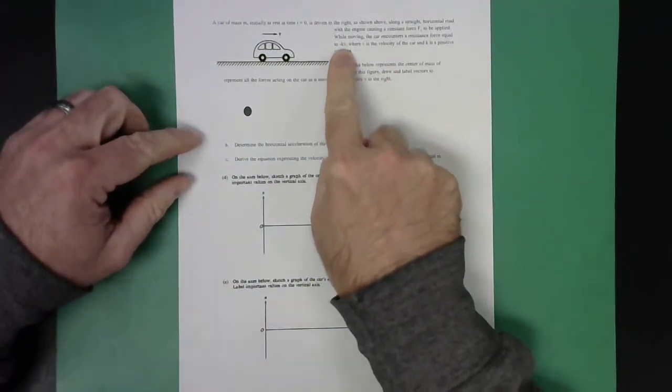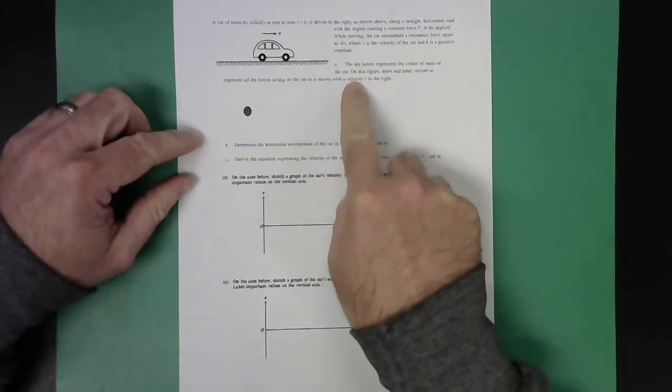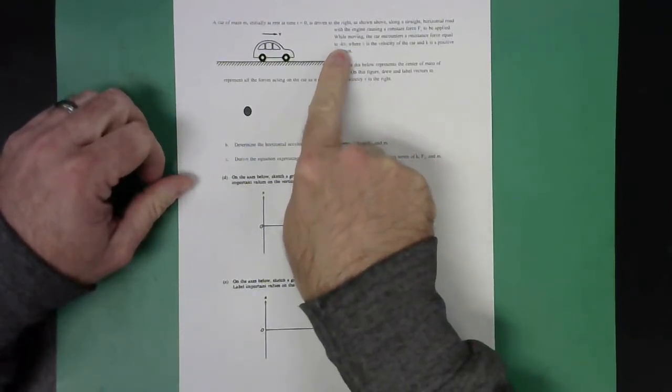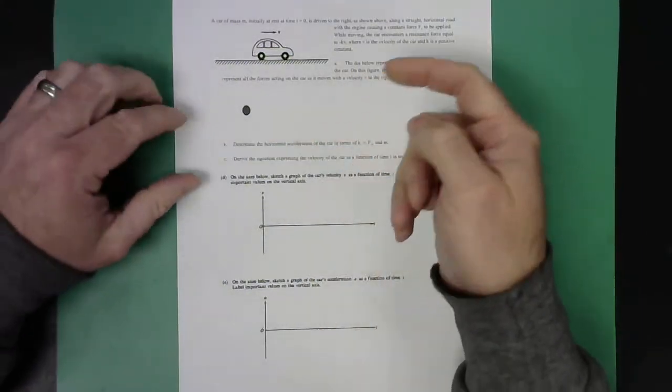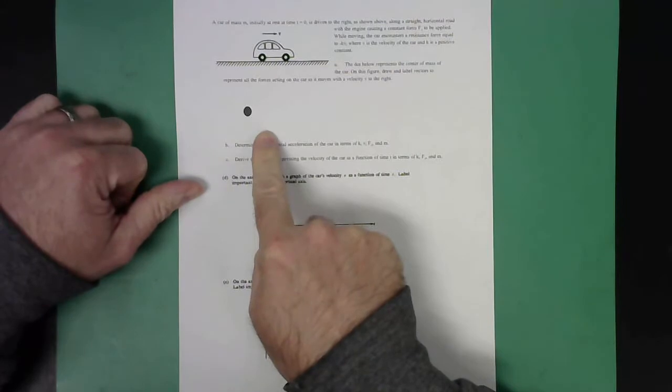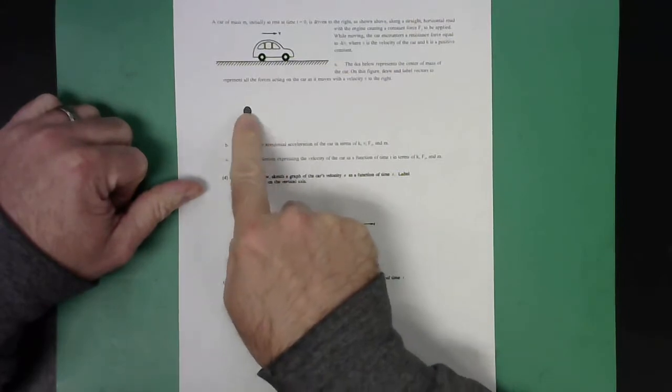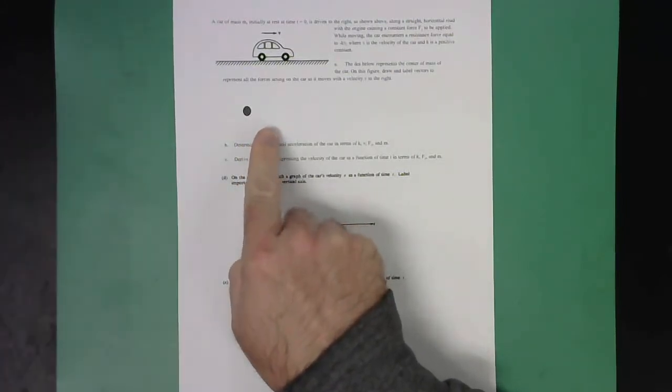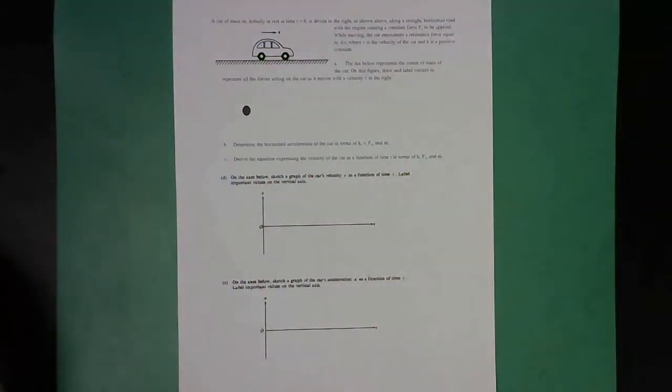You say, yeah, that's my resistive force. It depends on the velocity, right? And the direction, negative kv, it's going to go opposite the velocity. It's going to be pushing against the motion as it goes. Okay, this dot represents the center of mass of the car. On the figure, draw and label vectors to represent all of the forces acting on the car as it moves with the velocity v to the right.